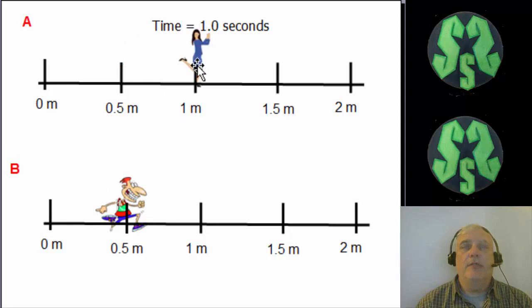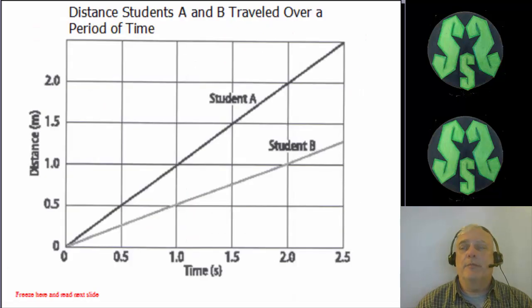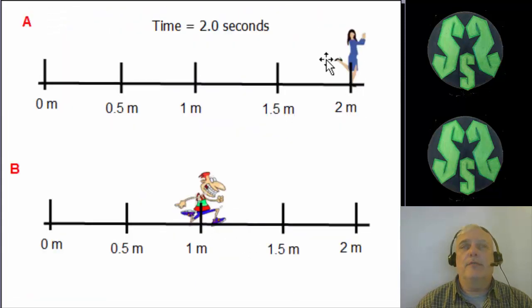At time 1, they continue at the same rate of speed, so student A has traveled a total of 1 meter in 1 second, and runner B has traveled, in the first half second, 0.25 meters. In the second half of a second he goes the next 0.25 meters, which is a total of 0.5 meters. And this continues at the same rate of speed. So after 2 seconds, runner A is at the finish line, and runner B is halfway to the finish line.